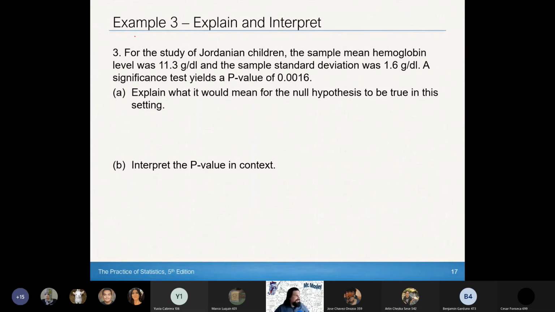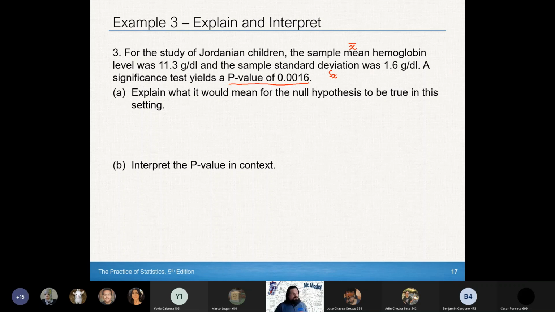So then let's consider the Jordanian kids example again, and we want to explain and interpret some stuff. So for the study of Jordanian children, the sample mean, right, which would be X bar, hemoglobin level was 11.3 grams per deciliter, and the sample standard deviation, right, S sub X, was 1.6 grams per deciliter. The significance test yields a p-value, right, of 0.0016.